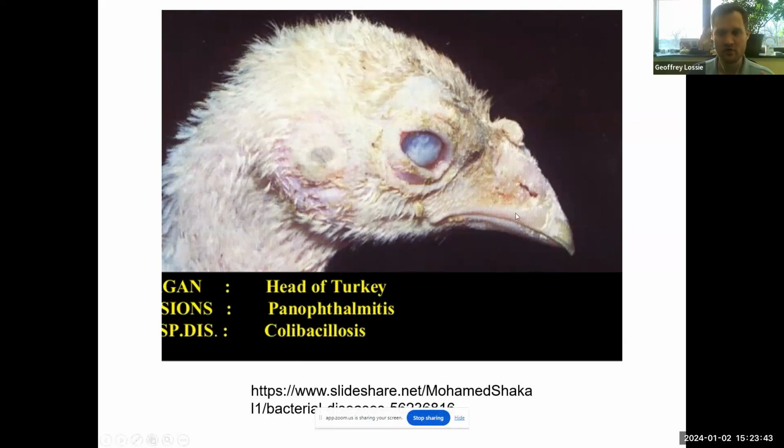But what I want you to see in this image is, again, all of this periocular crusting. You can see there's periocular feather loss. And look at this white, milky appearance to the cornea. So that's the outer surface of the eye itself. And so this is a bacterial E. coli infection of the entire eye.